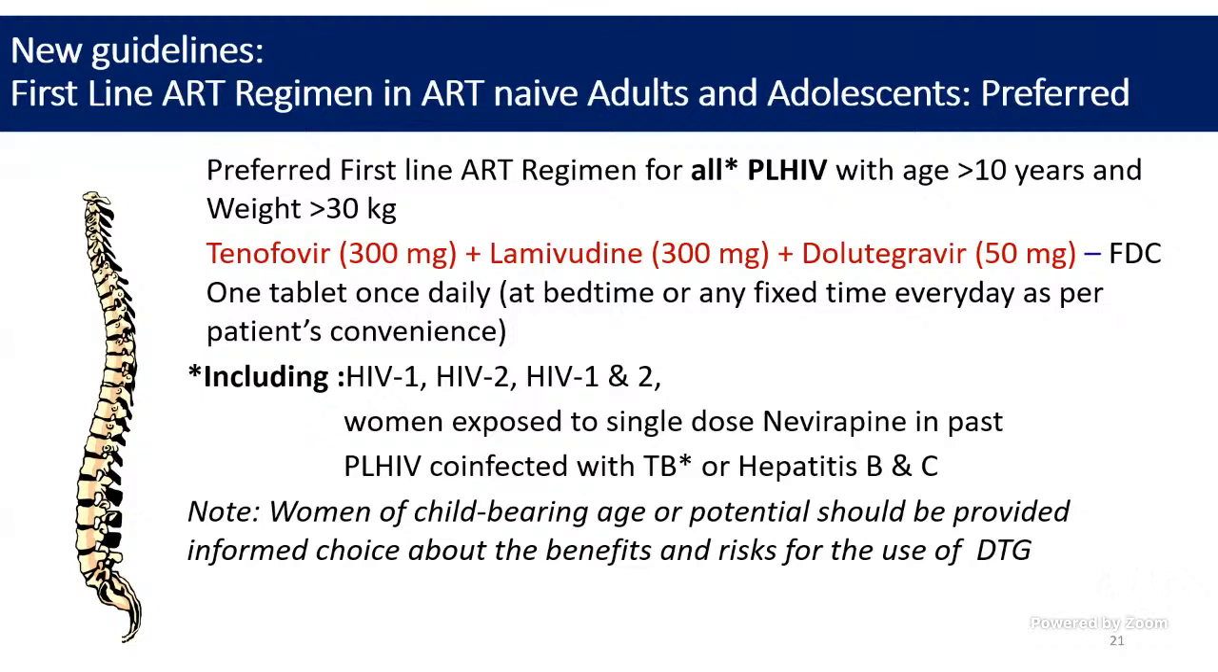And we do not need to see whether a mother was previously exposed to single dose nevirapine in the past or not. All inclusive, we can give TLD to all patients who are just above 10 years and above 30 kg of body weight. The only factor we need to keep in mind is, as I said, the women of childbearing age. If they want to conceive, if they want to have a family, then we need to counsel them. And if after counseling we find that the mother is apprehensive, is not very ready to go for DTG as it causes a neural tube defect, we will always give her the option of going for efavirenz.